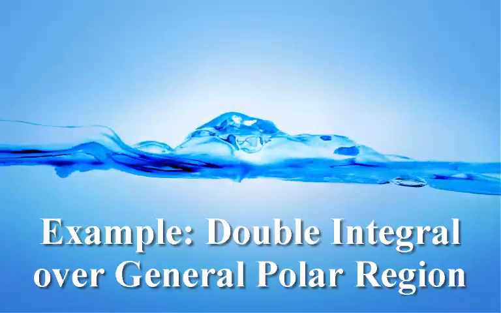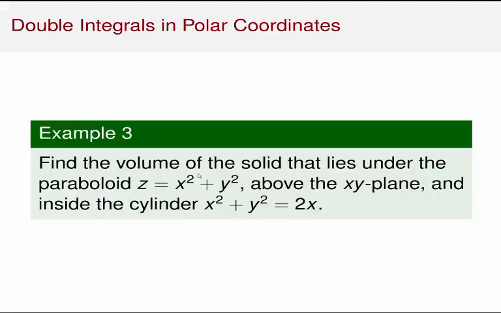Hey guys, let us now do one example on double integrals in general polar region. So in this example, we want to find the volume of the solid that lies under the paraboloid z equals x squared plus y squared, above the xy plane, and inside the cylinder.